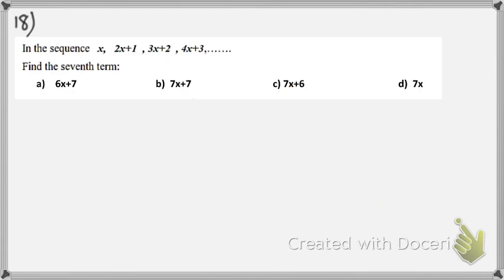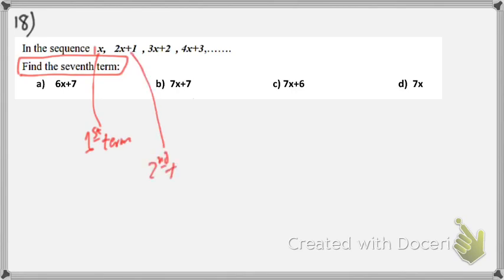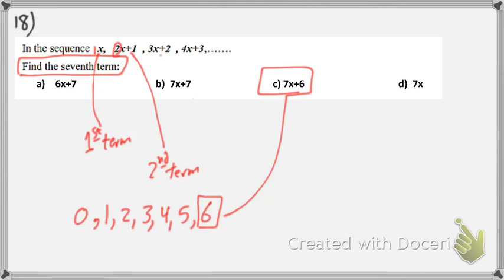Question 18. In the sequence x, 2x plus 1, 3x plus 2, and 4x plus 3, find the seventh term. We notice that the first term is x, and its coefficient is 1. The second term is 2x plus 1, and its coefficient is 2. In the third, 3. In the fourth, 4. So it's clear to me that the number of the term is the coefficient. And the second term adds 1, but in the first term there is no addition or subtraction, so it starts with 0. So 0, 1, 2, 3, 4, 5 until I reach 6. So the seventh term is 7x plus 6.